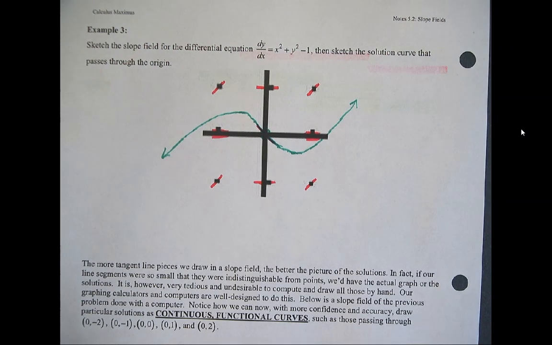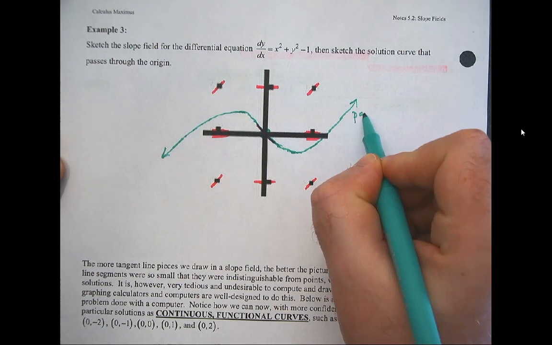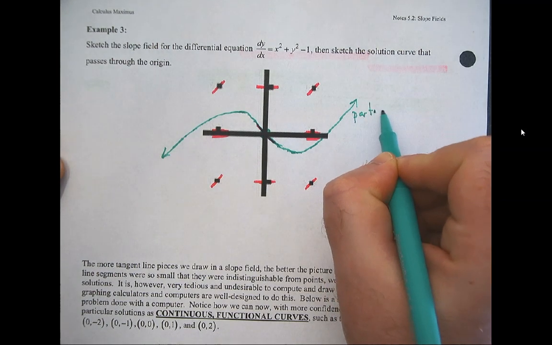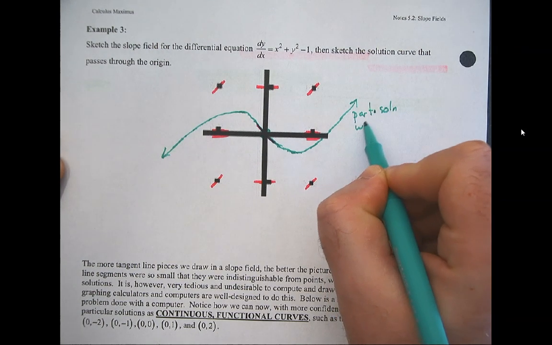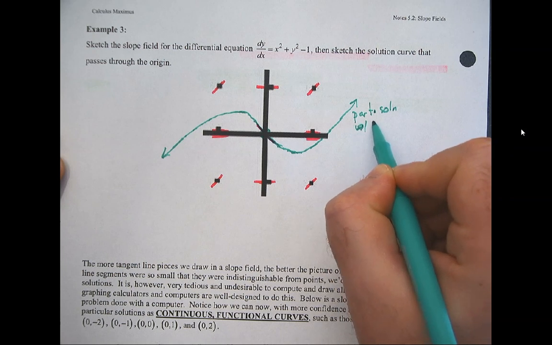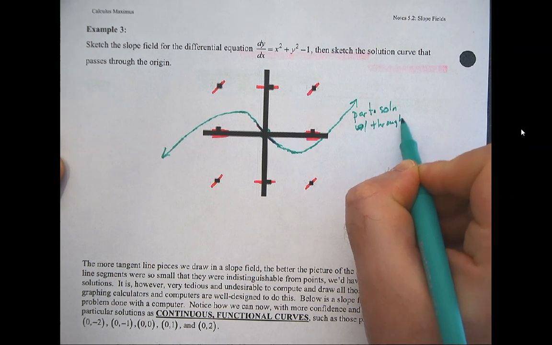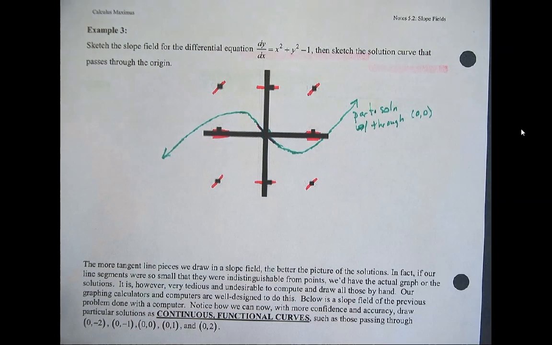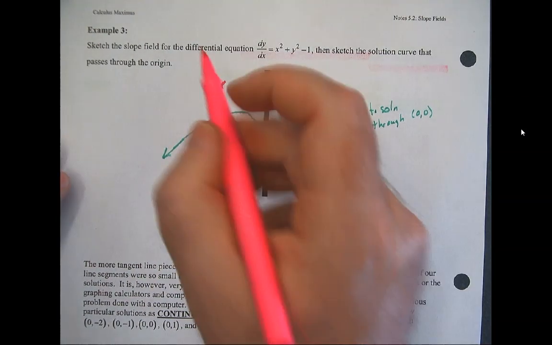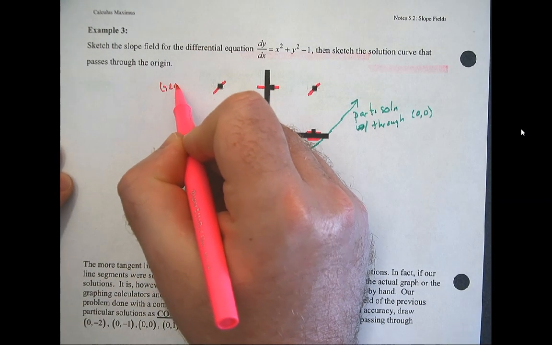This would be the particular solution through 0, 0. And then in pink is the general solution.